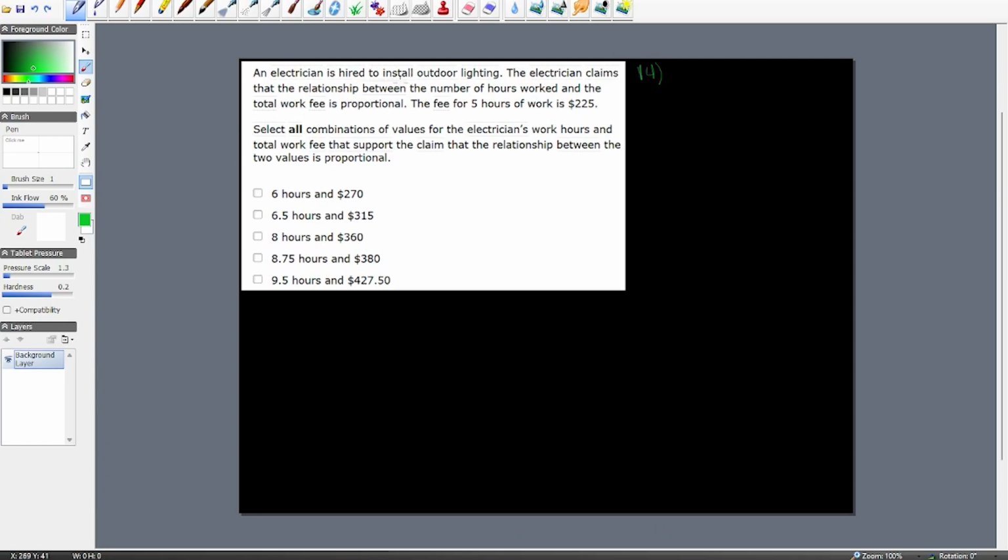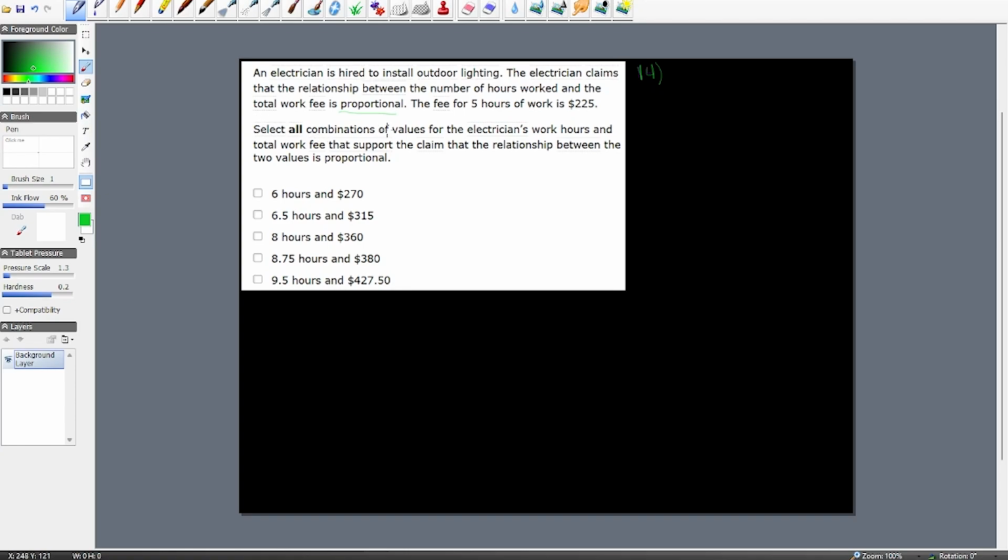An electrician is hired to install outdoor lighting. The electrician claims that the relationship between the number of hours worked and the total work fee is proportional. It's a key word. The fee for 5 hours of work is $225. So I'm already thinking I'm going to be able to find the unit rate, like how much he gets paid per hour. Let's finish reading the question.